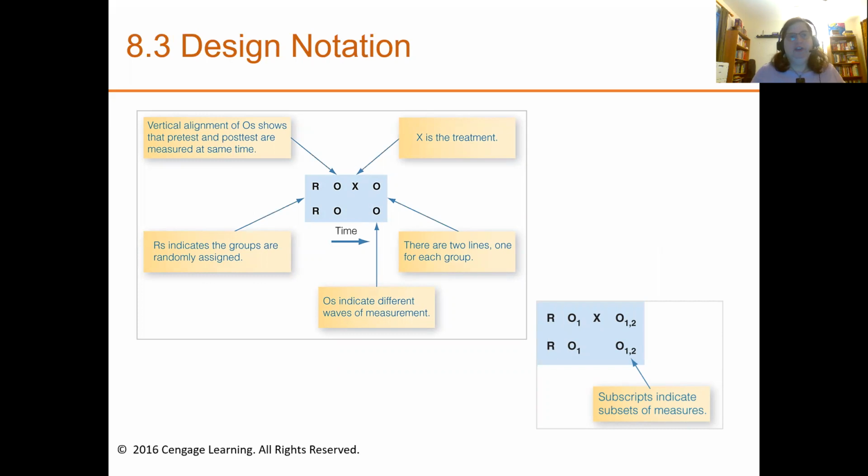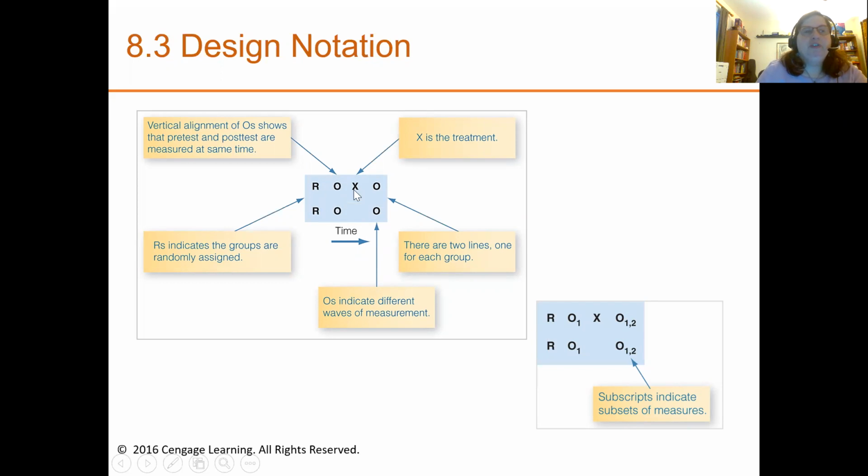I know this kind of looks like a football thing, but it's not. But we do have a lot of X's and O's and R's, and we'll see some N's later. So let's look at this. This is time. The R's indicate that your groups are randomly assigned. This is one group. This is another group. So we have 2 groups that are randomly assigned.